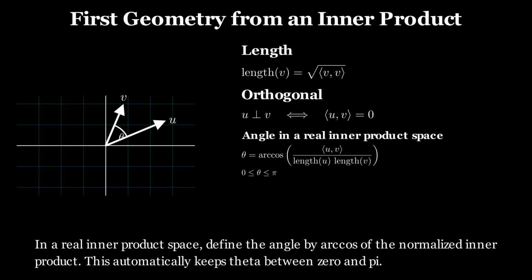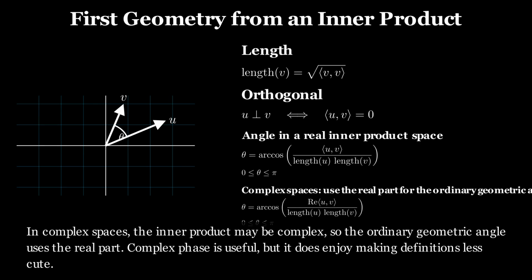In a real inner product space, define the angle by arccos of the normalized inner product. This automatically keeps theta between 0 and pi. In complex spaces, the inner product may be complex, so the ordinary geometric angle uses the real part. Complex phase is useful, but it does enjoy making definitions less cute.